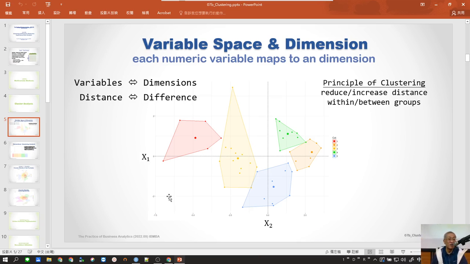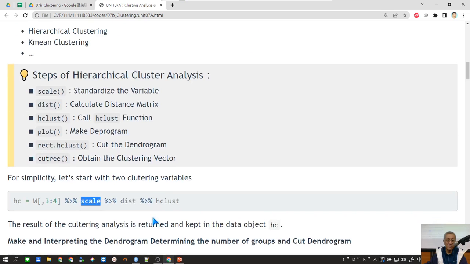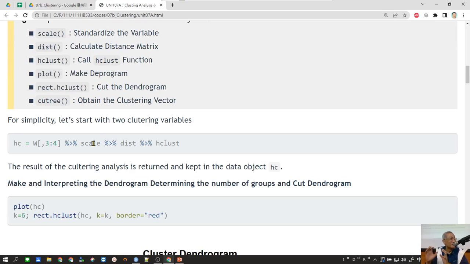So if the original variables are in very different scales, you use this scale function, right? Try to standardize the variables. It means that when you do the standardization, the column is subtracted by its average and divided by its standard deviation.